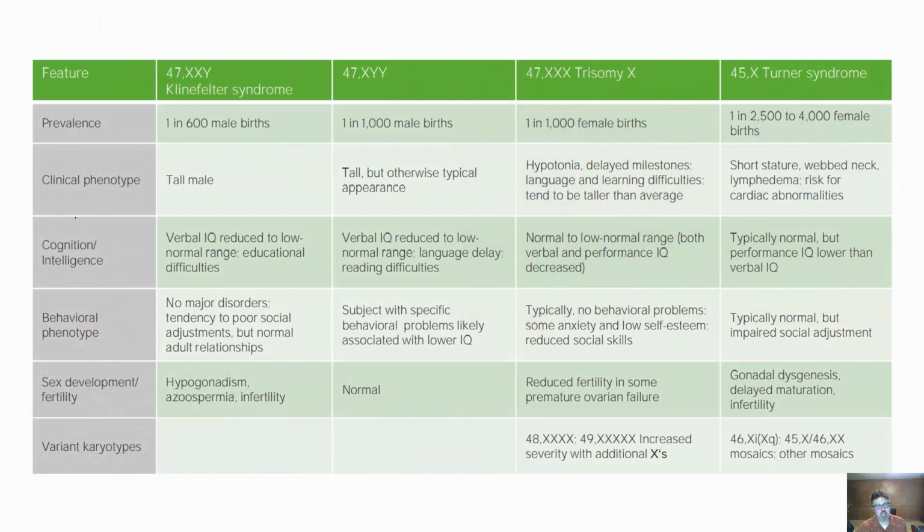So this kind of shows us a nice overview of the different sexual disorders. So here we have Klinefelter syndrome, or XYY. Notice XYY occurs in about 1,000 males. Tall but otherwise appearance typical. They say we're not for sure exactly how accurate the low IQ is, but you might have a little bit of language delay, reading difficulties, and sexual development is apparently normal.